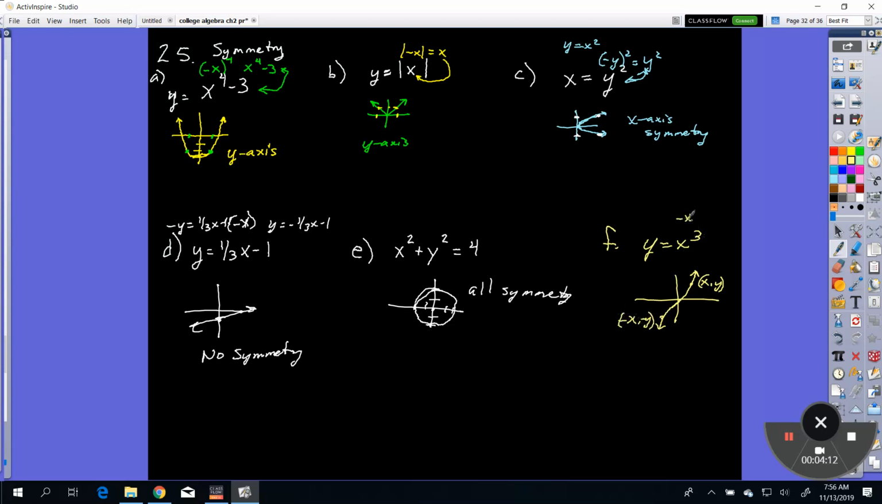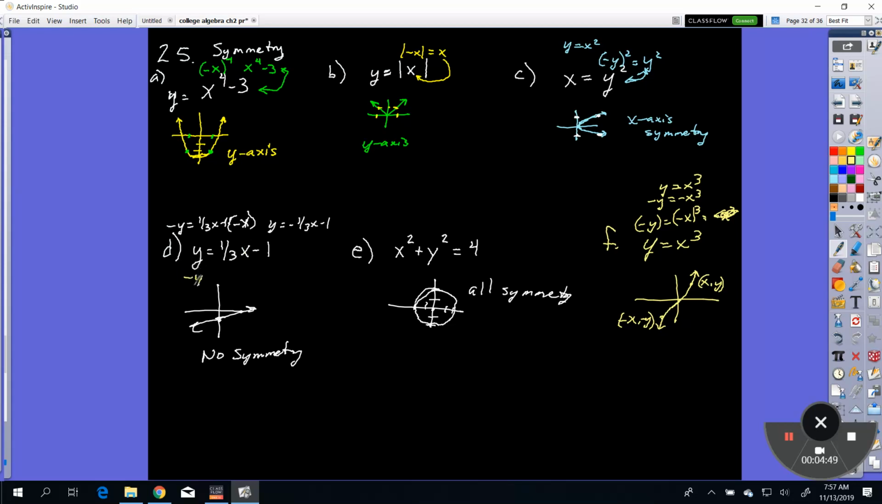So when I plug in a negative x cubed, that's a negative x cubed. And to check for origin, we need to plug them both in as negatives. So negative y equals a negative x cubed. That gives me negative y equals negative x cubed. If I multiply by negative to all of this, that gives me y equals x cubed.